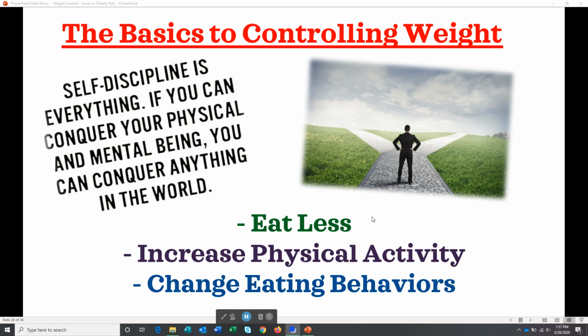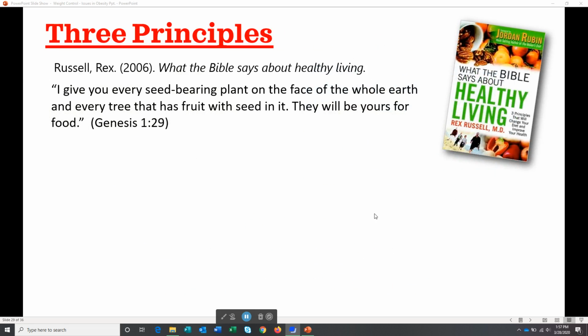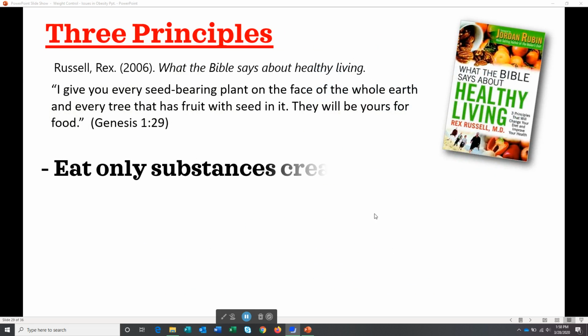And it's just not something for the short period. It's for the long haul. Something you need to do is make that lifestyle change and create lifestyle habits that make you healthier. 3 principles. Eat only substances that was created for food. This is what God intended.